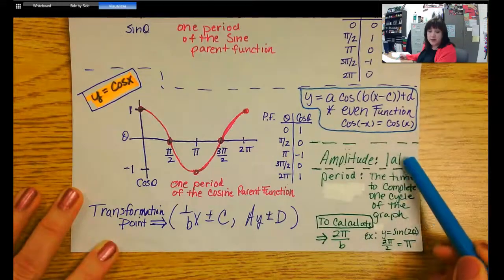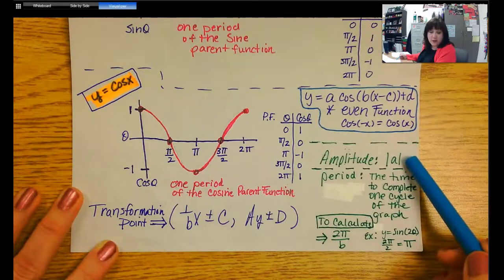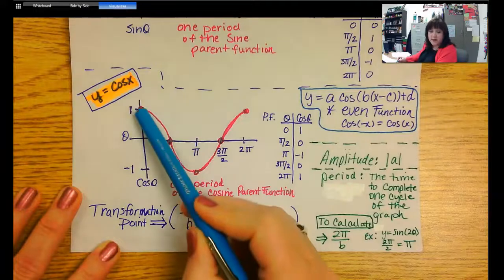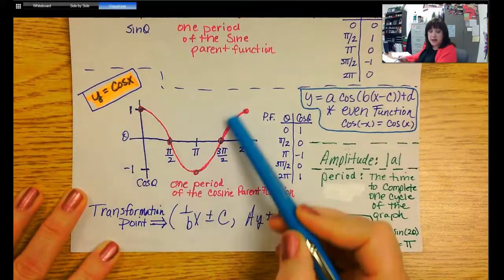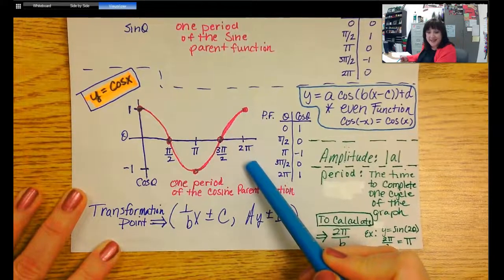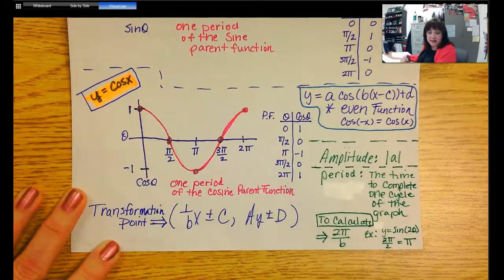The amplitude is, again, the absolute value of a, so we're looking at half that distance to go up and half the distance to go down. The period is the time it takes to complete the graph. In this case, the graph starts here, ends here, takes it all the way to 2 pi, which means it's got a period of 2 pi just like sine does. But it does look different.